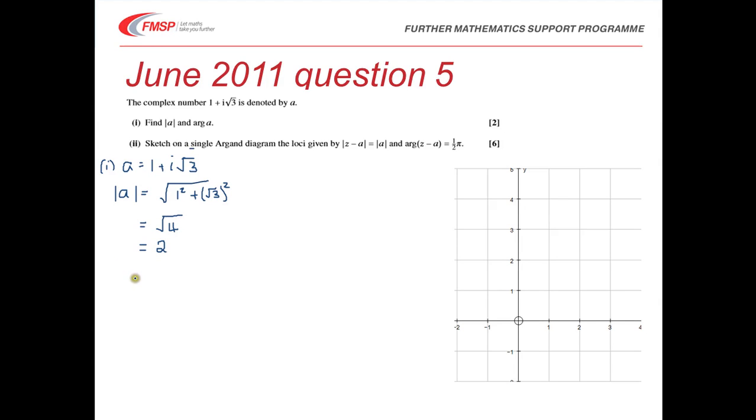And then the argument of a, so we're looking for an angle here, the angle that our complex number here, 1 plus root 3i, we're looking for the angle that this line makes with the positive real axis. So the angle is going to be given by tan to the minus 1 of root 3 over 1. And hopefully you know that the angle whose tan is root 3 is pi over 3, but you could equally well write that as 60 degrees if you did it in degrees rather than radians, or if you gave it as a decimal in radians, that would also be acceptable.